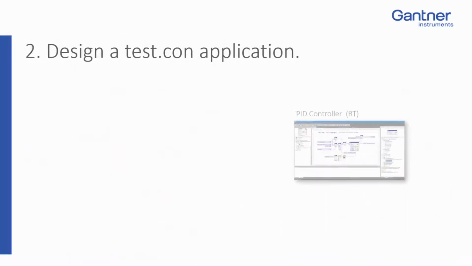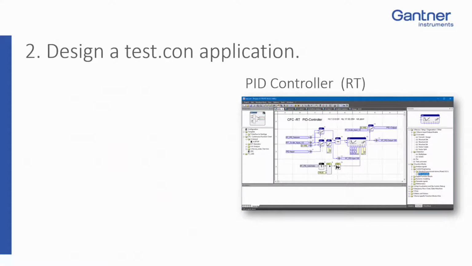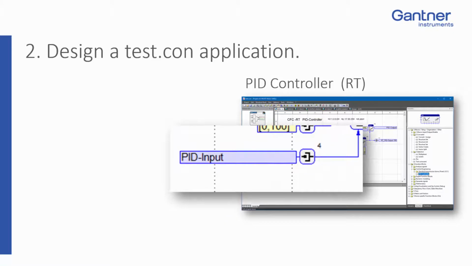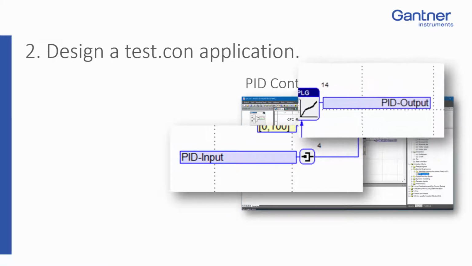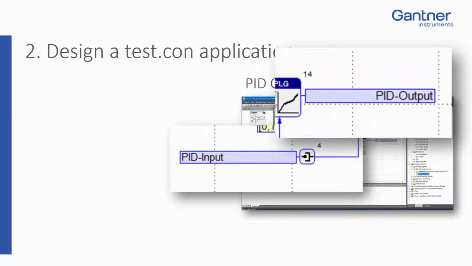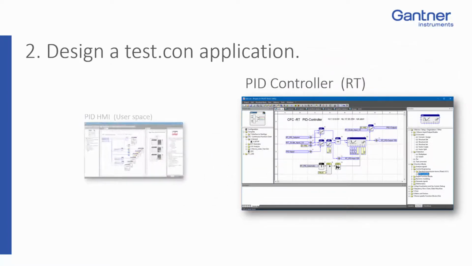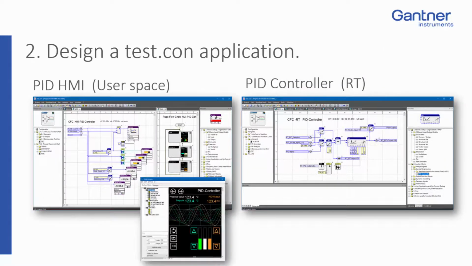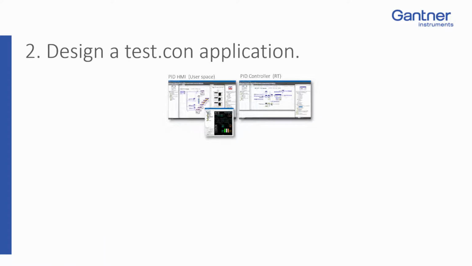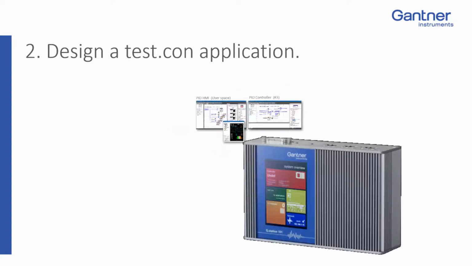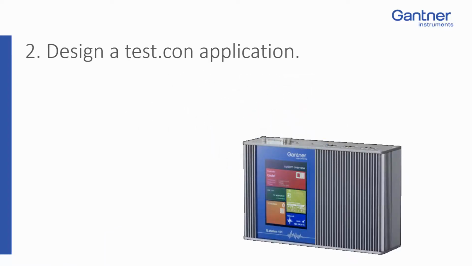Now, the application can be created with test.con. As soon as the I/O configuration is loaded into the controller, you can implement the inputs and outputs in your application. Depending on the general requirements, the test.con application consists of a user space application, which is the HMI, and a real-time application. In our example, the test app has both components. A tcApp can also consist of one or both program parts.